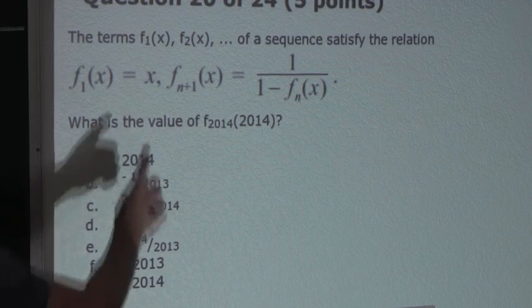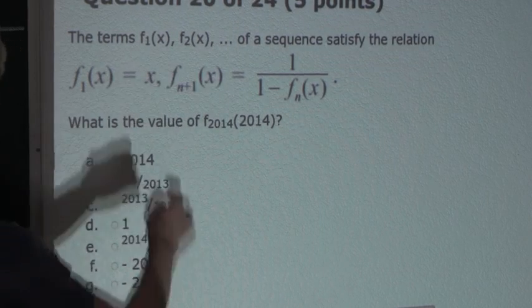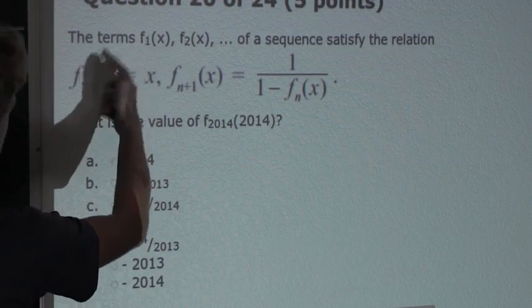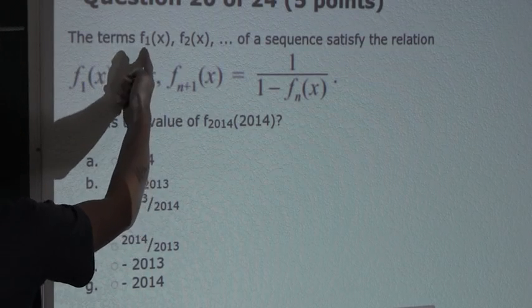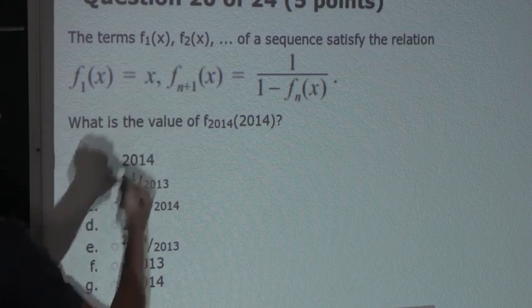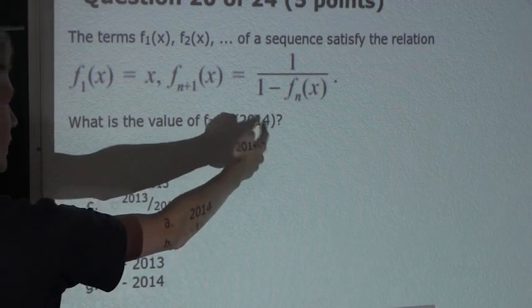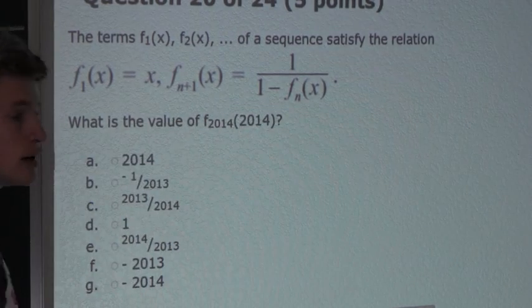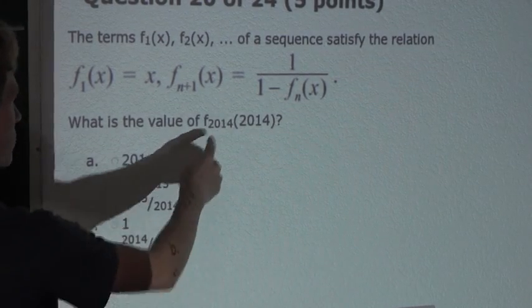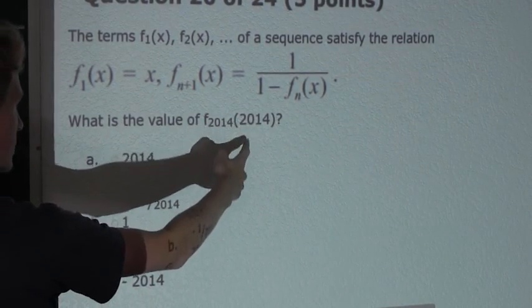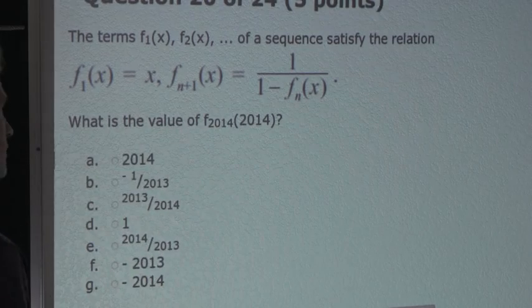So now let's see what it says here. What we are given is there are functions of x. For example, function 1 of x, function 2 of x, all the way up to function 2014 of x, which is what we want to find out, because once we find that out, we can easily substitute in 2014 for x, and then find whatever that value is.